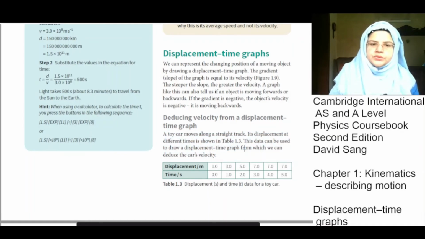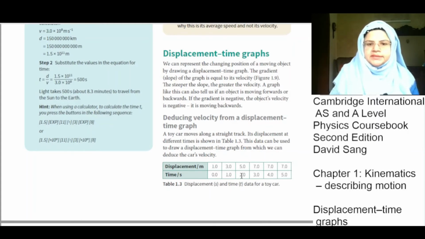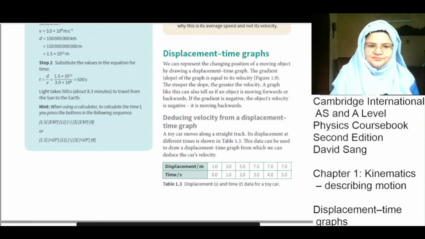At t is equal to 0 second, displacement is 1 meter. At t is equal to 1 second, displacement is 3 meter. At t is equal to 2 second, displacement is equal to 5 meter. At t is equal to 3 second, displacement is equal to 7 meter. At t is equal to 4 second, displacement is equal to 7 meter. At t is equal to 5 second, displacement is equal to 7 meters. Displacement and time data for a toy car.